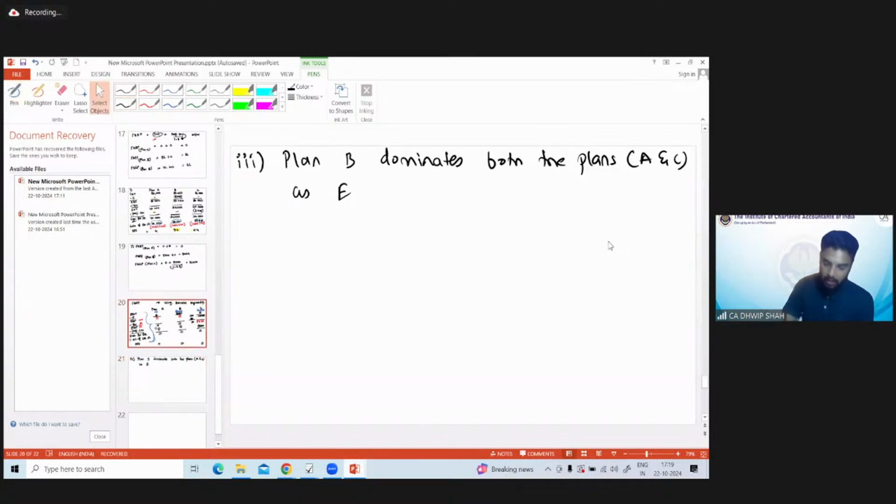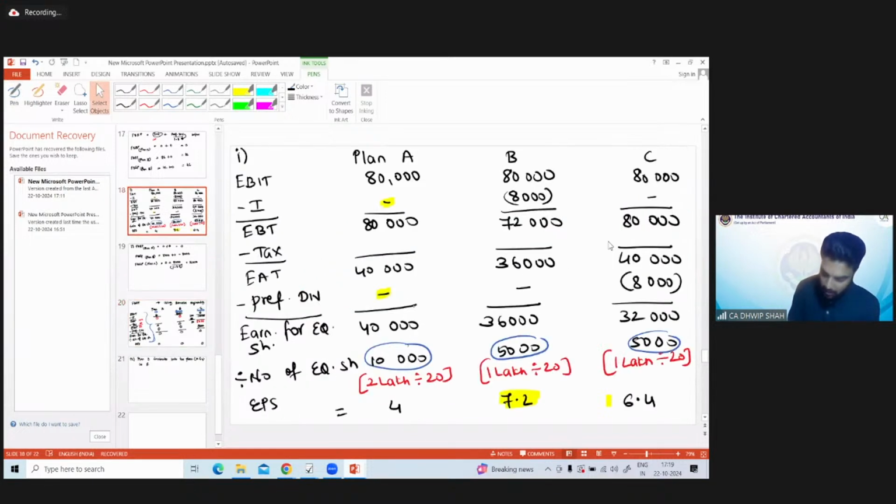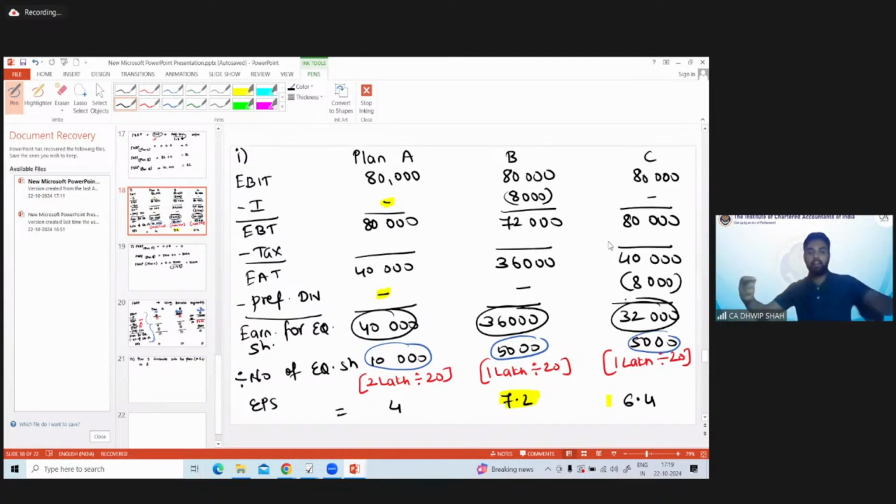How can it be the price of debentures? See, this is earnings for equity shareholders. 40,000 is earnings for equity shareholders, correct? So will we divide it by the number of debentures or the number of equity shares? We have earnings for equity shareholders. 40,000 is my earnings that I have to distribute to the different equity shareholders. I will divide it by the number of equity shares. Yeah, I will not divide it by the number of debentures.